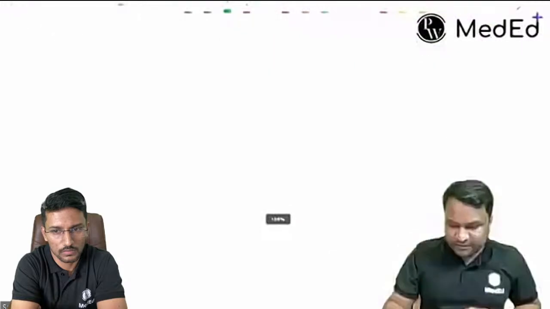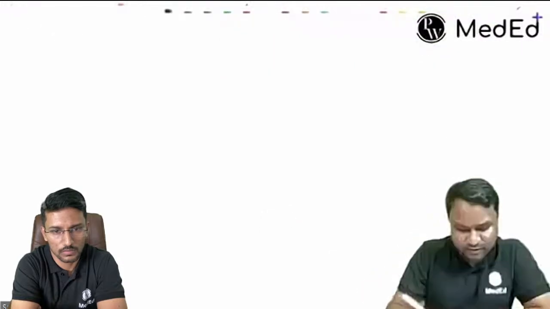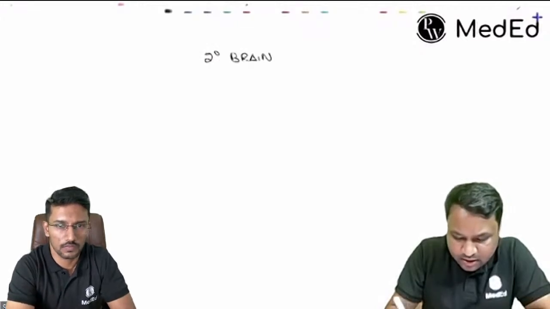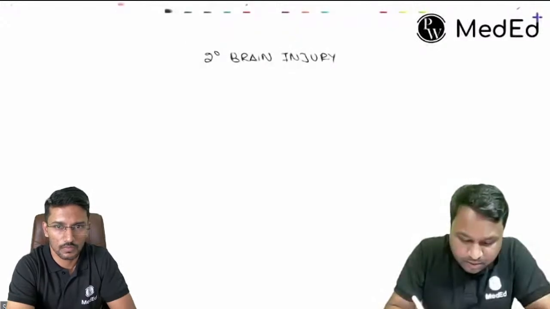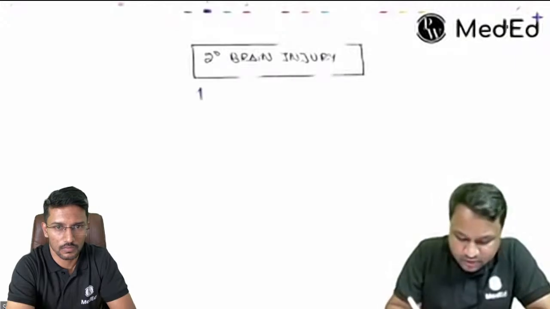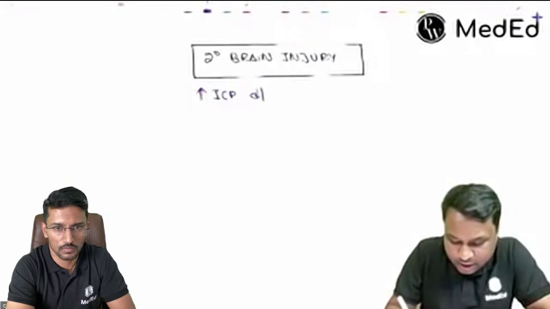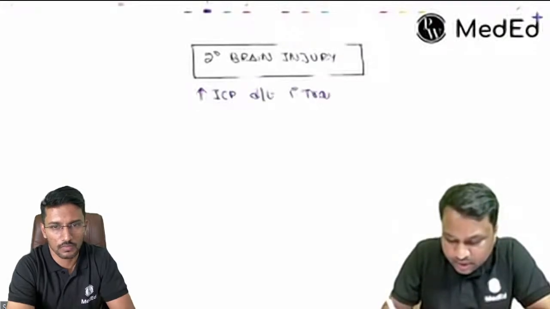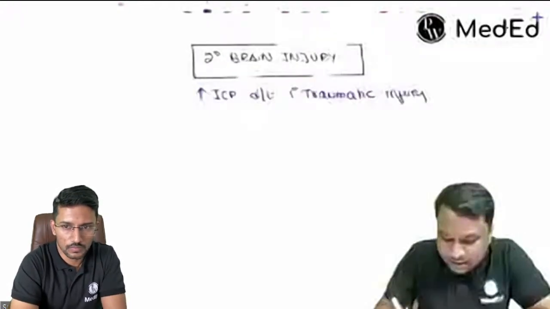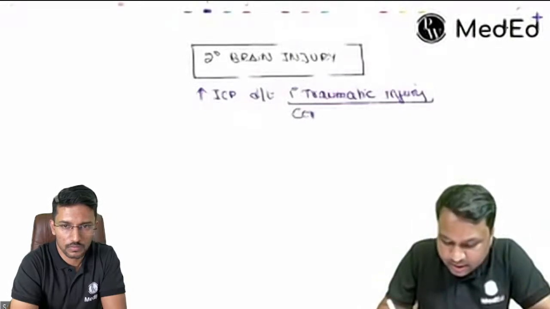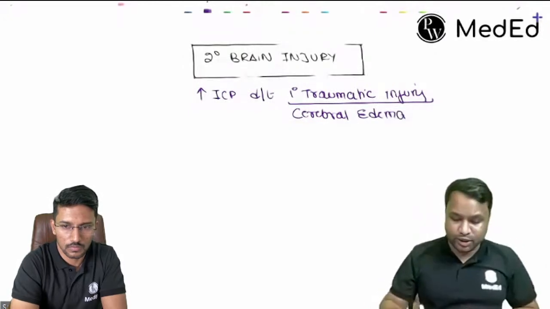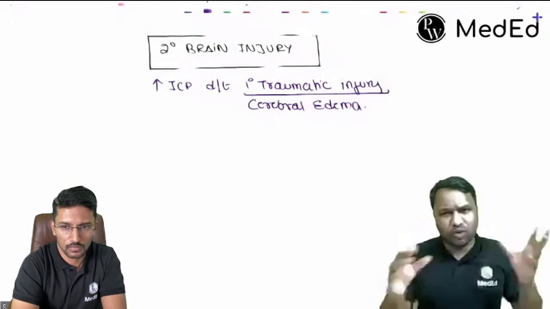Now, another interesting factor that you will talk about is your secondary brain injuries that we have spoken about. I told you the secondary brain injury is because of the primary brain injury itself, because of raised intracranial pressure due to primary traumatic brain injury. This primary injury results in cerebral edema, and this cerebral edema is increasing the intracranial pressure, right? Now, let's understand how this whole cycle impacts.